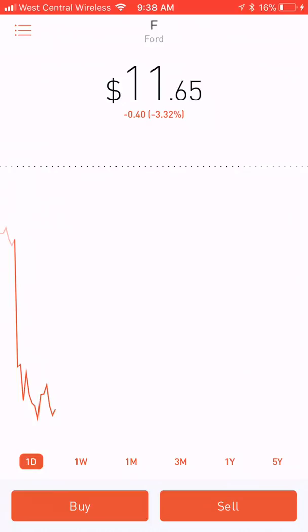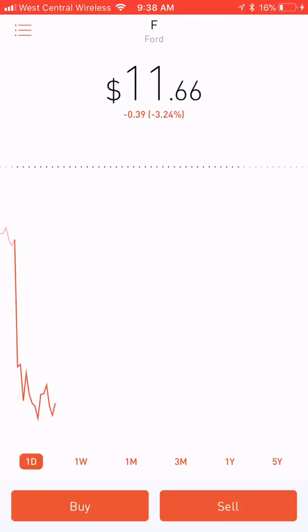So their mission at Robinhood is they want to go ahead and give access, or democratize access, to the masses as far as the financial markets. And so they're wanting to pretty much give access to the financial markets to people who otherwise either wouldn't have it or just haven't gotten into stocks before.